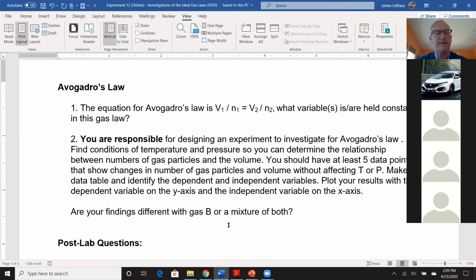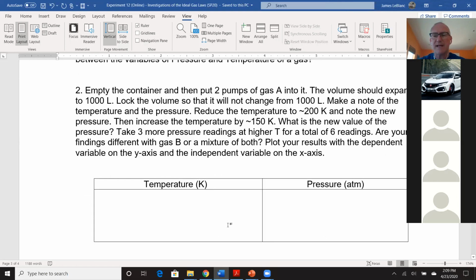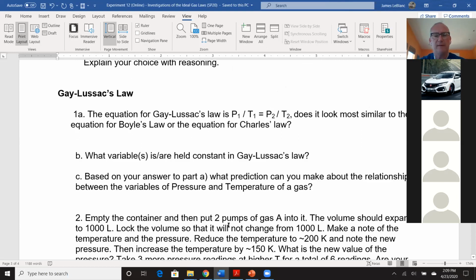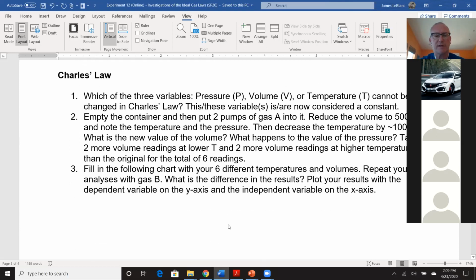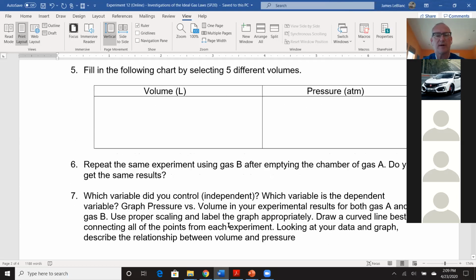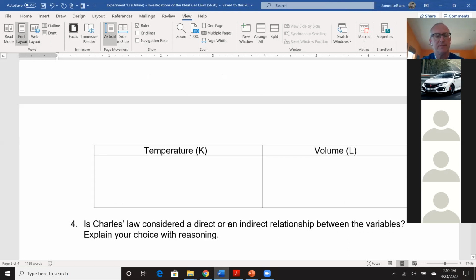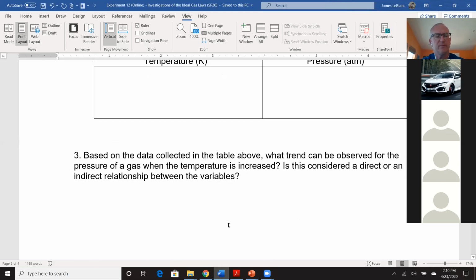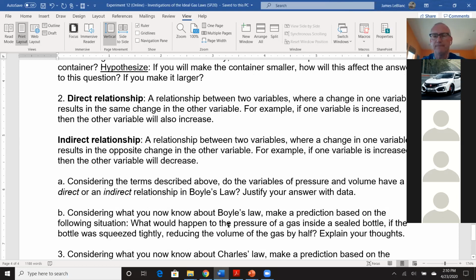And if it says to compare gas A and gas B, do that. For Charles' law, I think it says repeat the analysis with gas B and comment on any difference in the results, okay? Same with Boyle's law. They're asked to repeat the same experiment with gas B: do you get the same results? And explain why the results are the same or different. And then answer the post-lab questions, and then that's it.